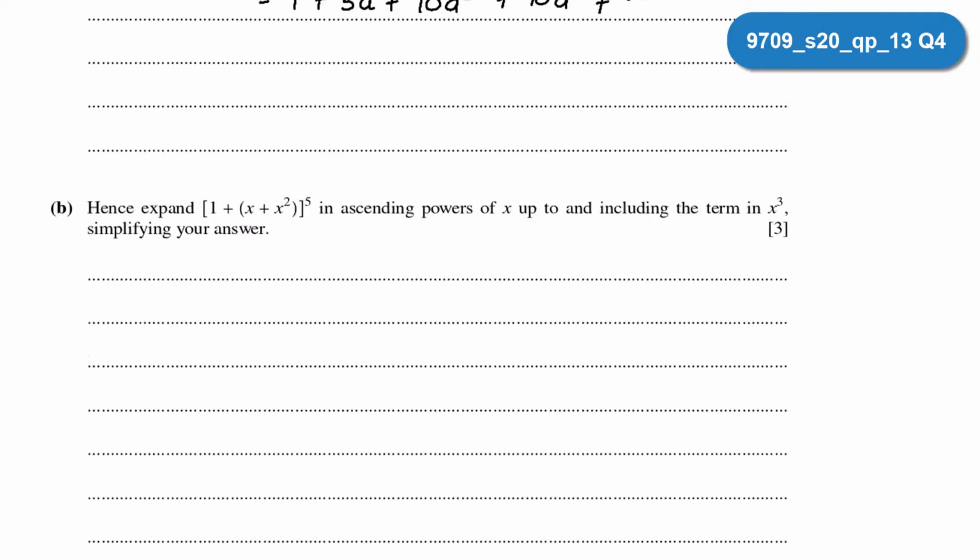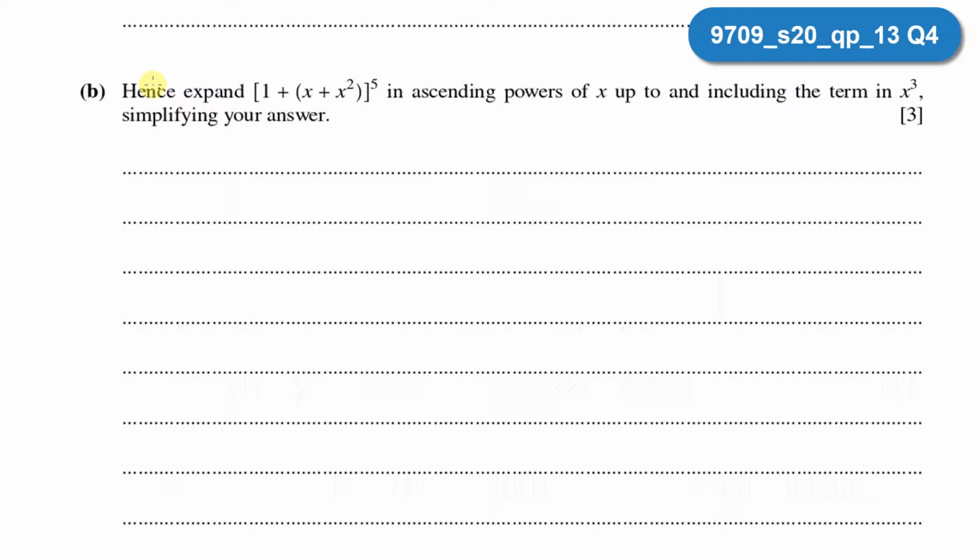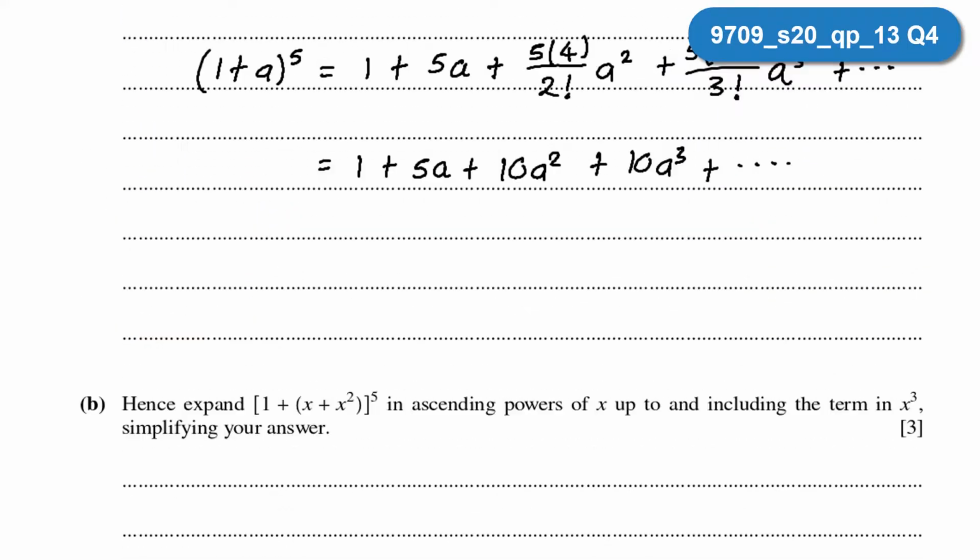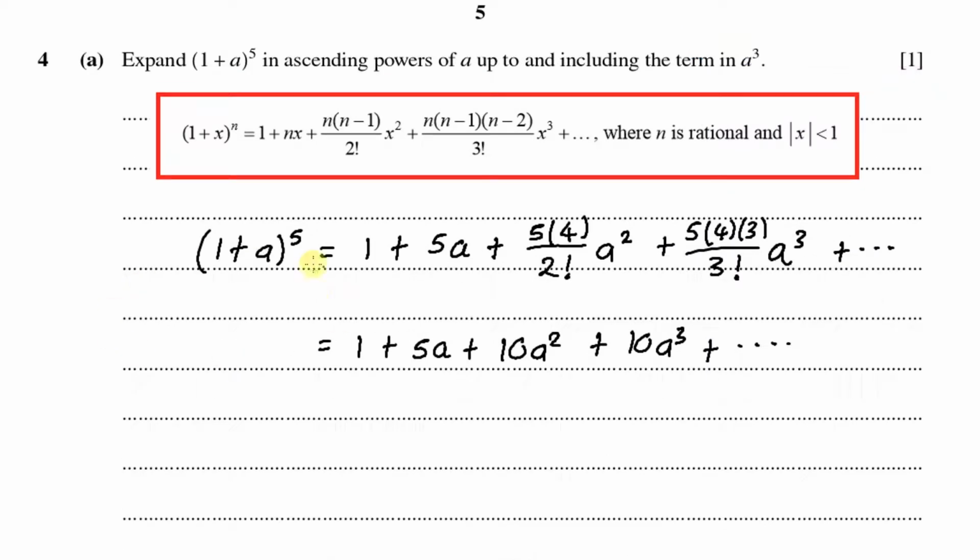Let's go on to part B. Hence expand 1 plus x squared in brackets to the power of 5 in ascending powers of x up to and including the term in x cubed, simplifying your answer. Okay, so here they're saying hence, which means that we're going to use what we have already come out with from part A. On part A, we expanded 1 plus a to the power of 5 here.